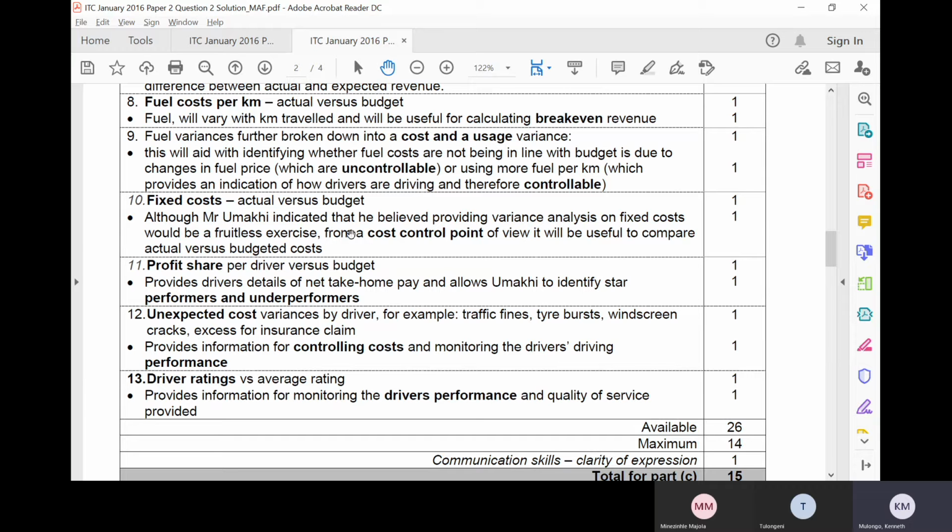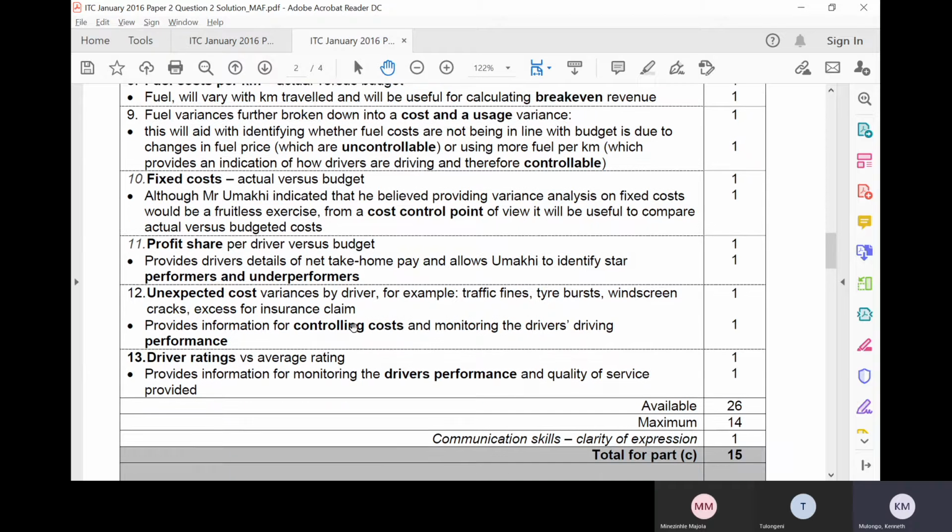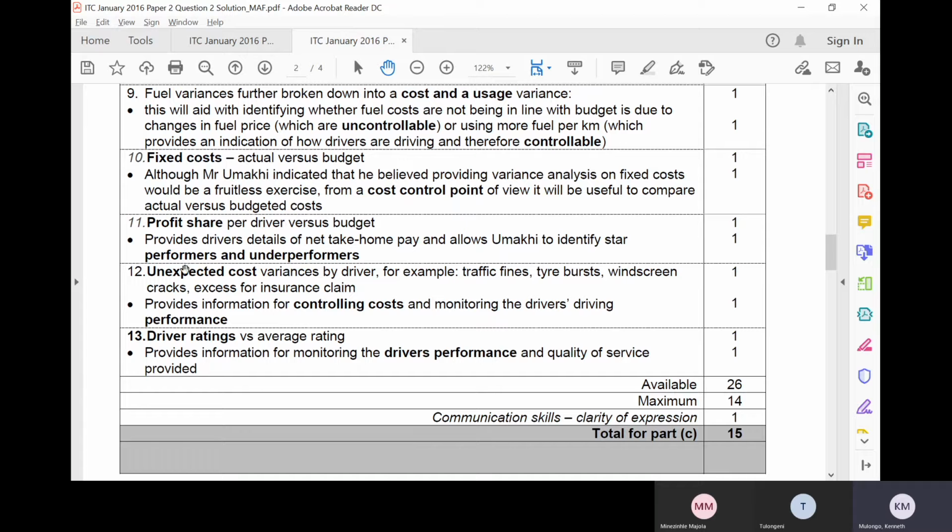Cool. So then they've discussed fixed cost, of course. Profit share per driver versus budget provides drivers details on a net take home, and allows them to identify star performers and underperformers. But we've kind of spoken about that. And then unexpected cost variances by drivers, for example, traffic fines, tire bursts, windscreen cracks, excess on insurance claims. So unexpected costs, that would be quite interesting because that would of course not be included in your budget.